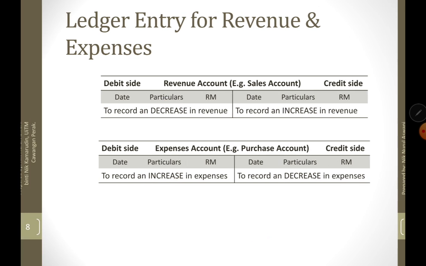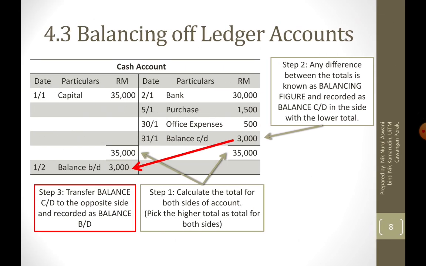Okay, when we do the recording throughout the period, for example in this case for 1 month, starting from 1st January, we recorded a capital of 35,000, and then on 2nd January, the transactions on bank account, purchases account, office expenses account. As at the end of the period, we will calculate the total. In this case, the debit side is 35,000 ringgit, on the credit side only 30,000, 1,500 and 500.